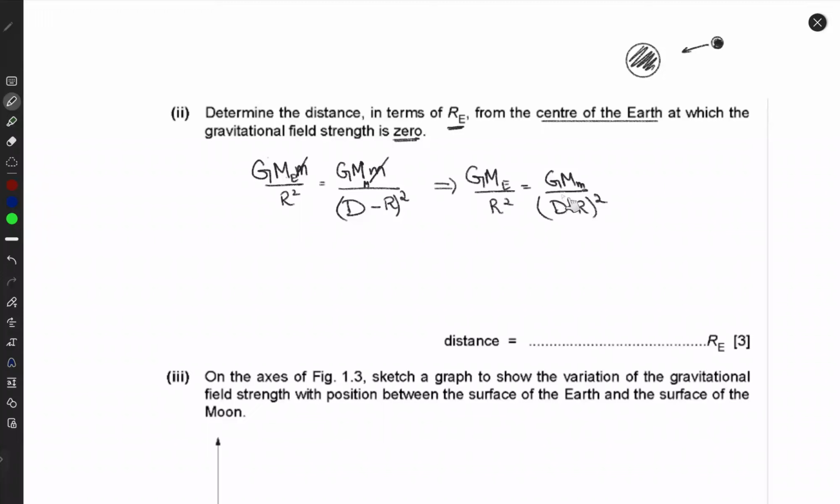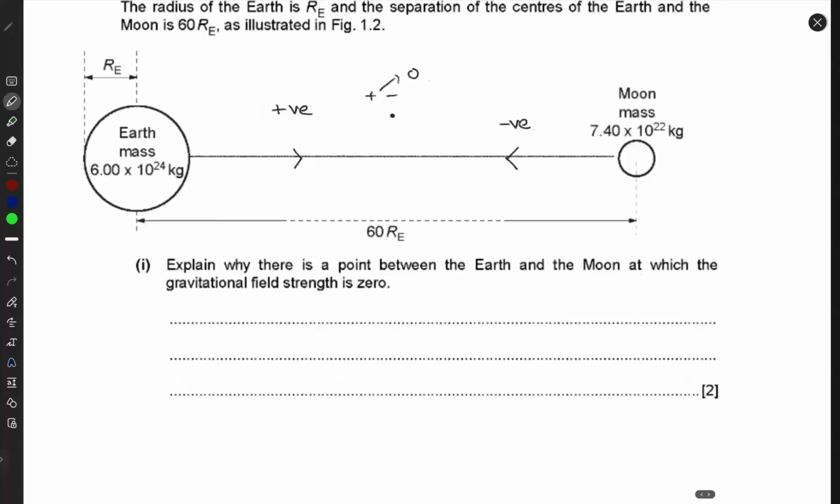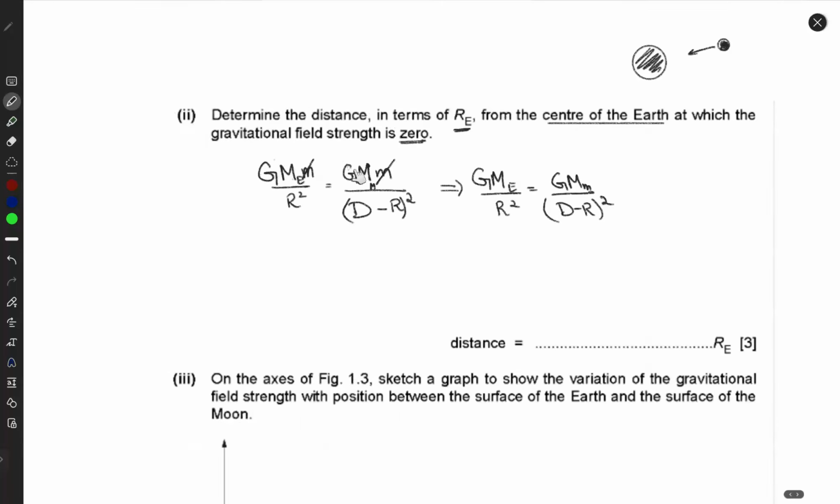So we can do that simply by putting in some of the values. We know the mass of the Earth and the mass of the Moon. Here we were given these values, so let me just show you. Here is the mass of the Earth, and this is the mass of the Moon. So we'll just put in these values. G can also go away because it's just a constant and it appears on both sides of the equal sign. So putting in the values and solving this equation for r would give you the answer that you want in terms of RE.